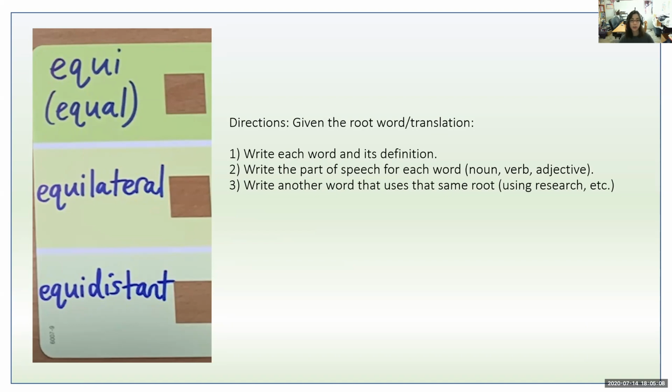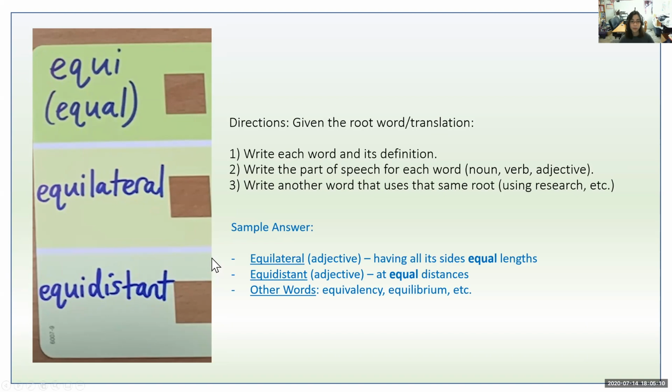Awesome, so now let's check our work. So I wrote down equilateral. Equilateral is an adjective, and it means having all its sides equal lengths, such as an equilateral triangle. Another word is equidistant, which is also an adjective, and it means at equal distances. So if like 2 points or 3 points are equidistant, they're all at equal distances to each other. Other words that use equi as the root include equivalency, equilibrium, among other words.